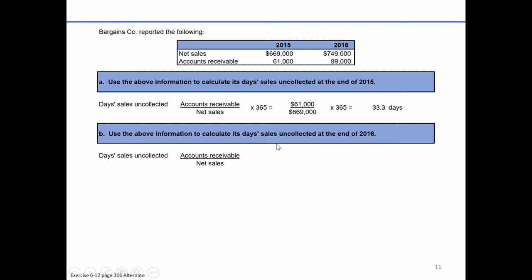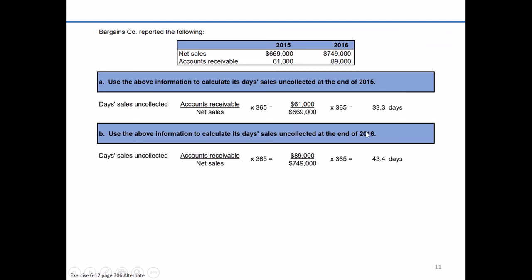Similar, the exact same ratio. We have accounts receivable, but this time it's going to be 89,000 for 2016 divided by 749,000 in net sales for 2016 times 365 days equals 43.4 days for 2016.